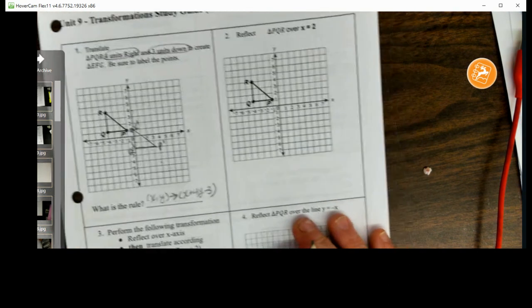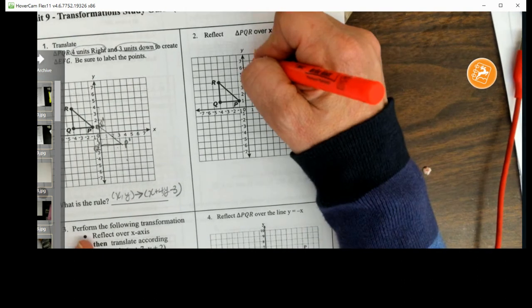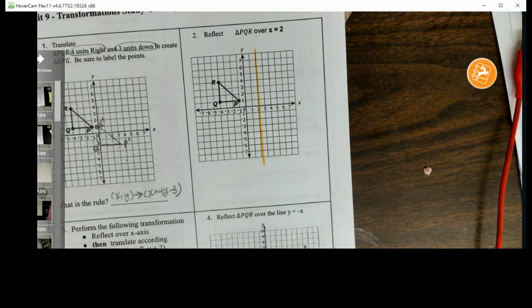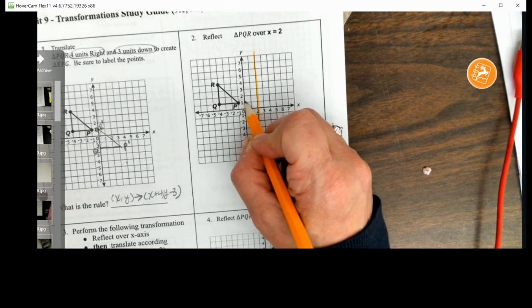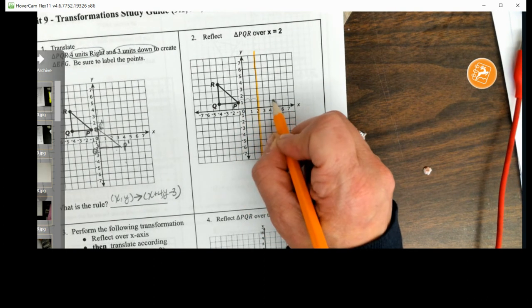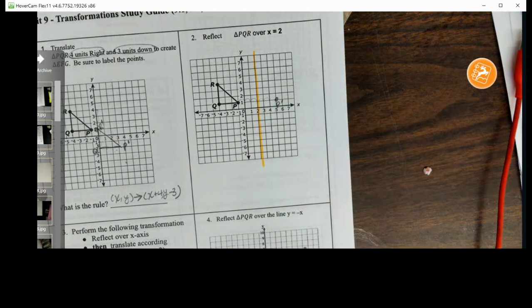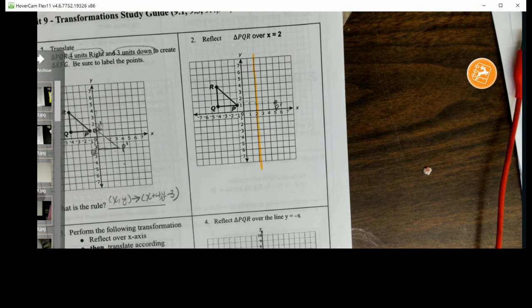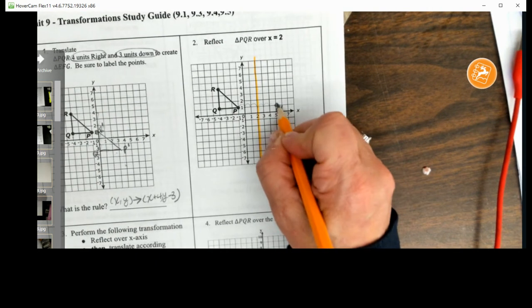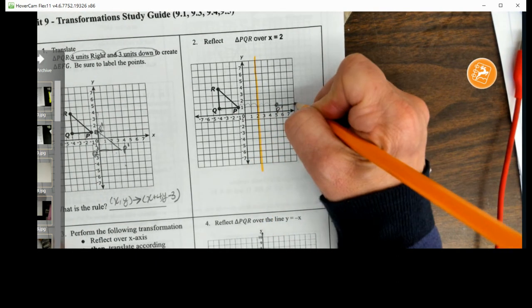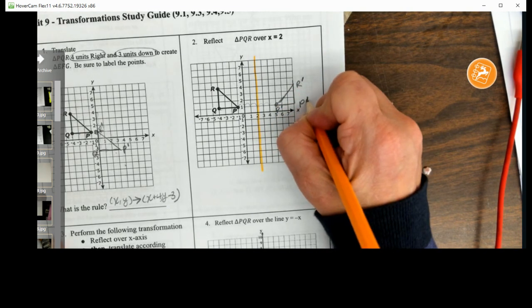Okay. Now let's do reflect over the line x is equal to 2. We're going to go x is equal to 2 over here. This is x is equal to 2. And now we're going to reflect over it. 1, 2, 3. 3 in, 3 out. 1, 2, 3. And this becomes P prime. Okay. And now I'm going to just count 3 and get my 3 over here. So, I have R prime and P prime.